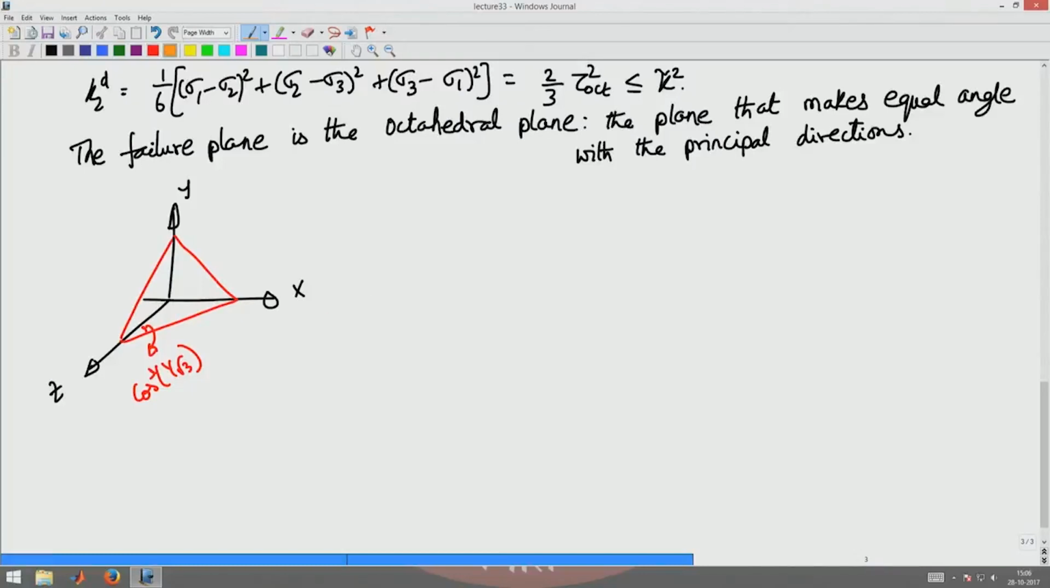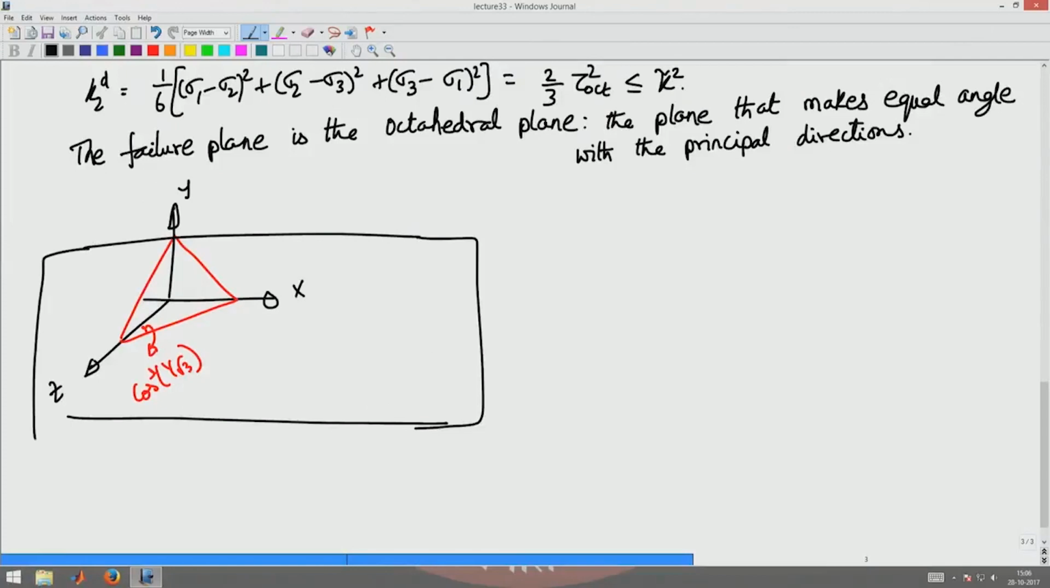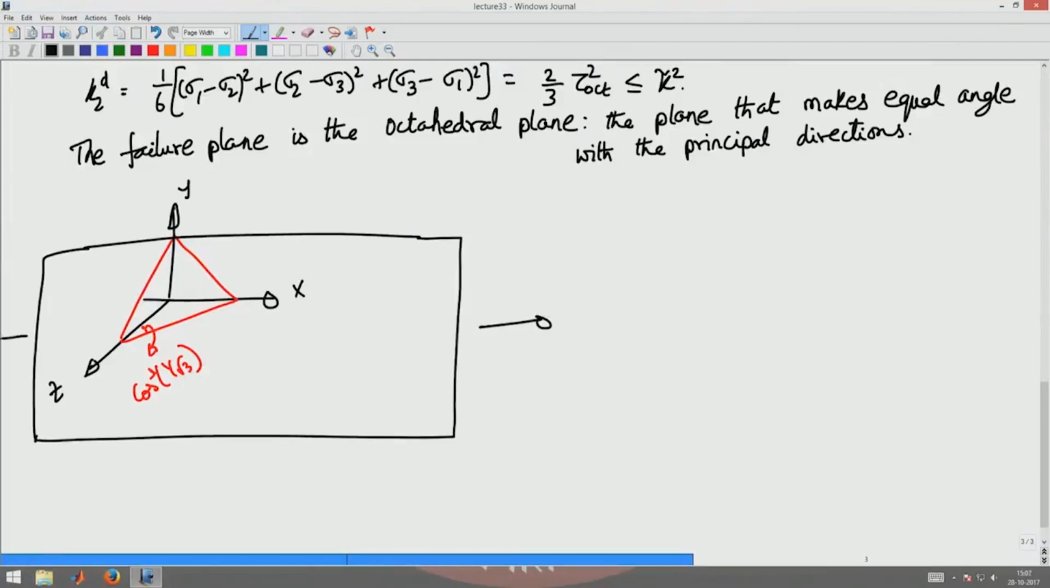Now, we saw for the Tresca criteria the failure plane was 45 degrees to the x axis, right. If my rod was like this, and if I applied a uniaxial stress sigma here, then the failure plane now would be this octahedral plane, which makes equal angle with all the x, y and z axes, whereas for the Tresca criteria it will be a plane which makes 45 degrees with respect to the x axis. So, that is the difference between the failure planes of octahedral and Tresca criteria.